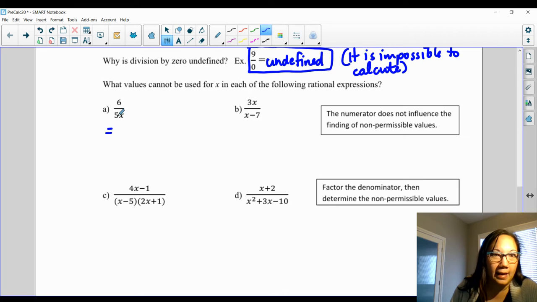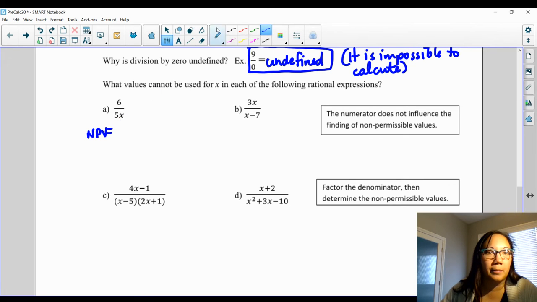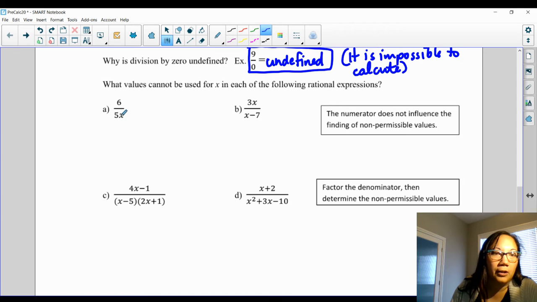So for example, with A, what would be the value of X that we, actually I'm going to write it a different way, pardon me. What's the value of X that would not be allowed for this expression? So what could I put in for X that when I multiply it by 5, I get 0? So you can set the denominator as a little mini equation equal to 0. So 5x, actually we'll say it can't equal 0. I'm going to divide each side by 5. And so I get that x cannot be 0.